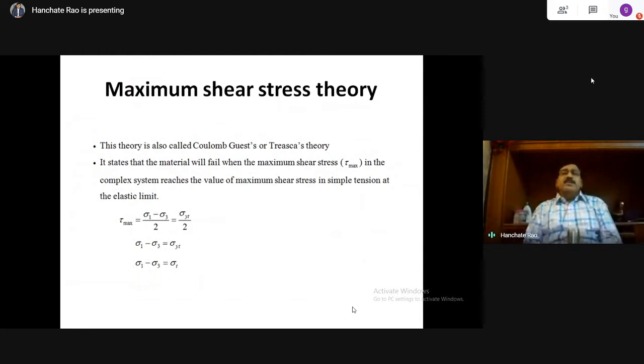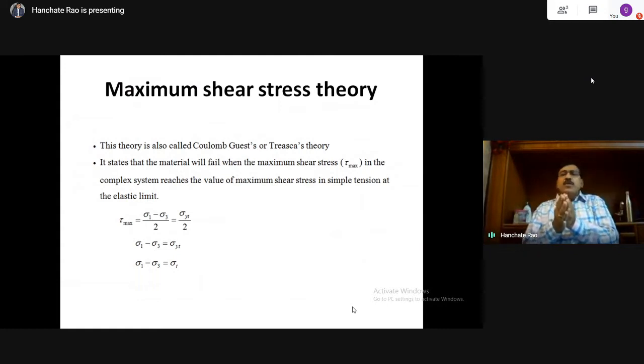The maximum shear stress theory. This theory is proposed by Coulomb or Tresca. This is also called Coulomb's or Tresca's theory. Mostly it is popularly known as Tresca's shear stress theory. So again, the same concept: shear due to principal stresses.